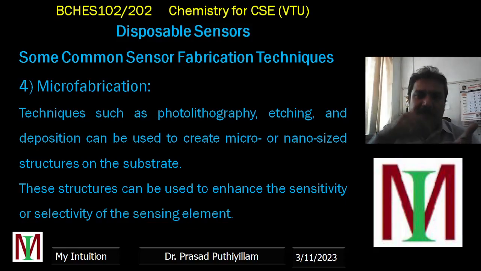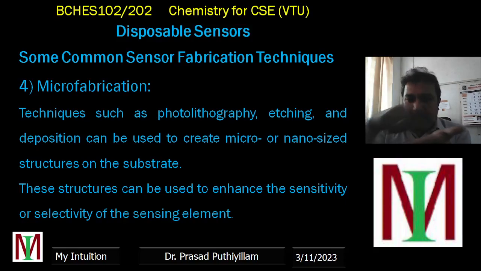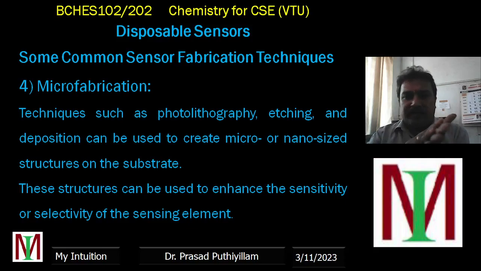Lithography means writing actually. The word lithography means writing. We are writing on the substrate the shape wherever we need the sensing material to be coated, using a method known as photolithography. Etching is a method where the sensing element in the desired shape is covered with some protective layer. The remaining material is etched and removed, therefore we get the shape of the sensing material which we needed. That is known as etching.